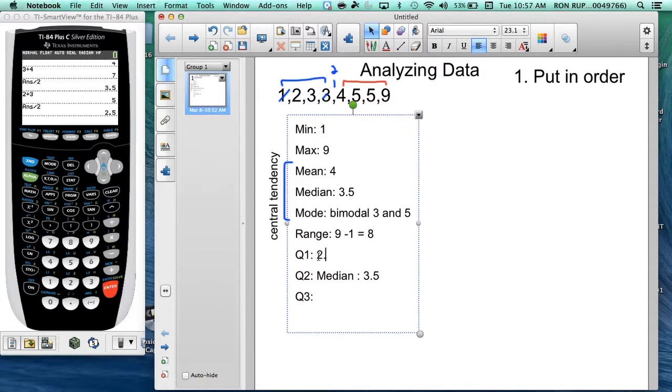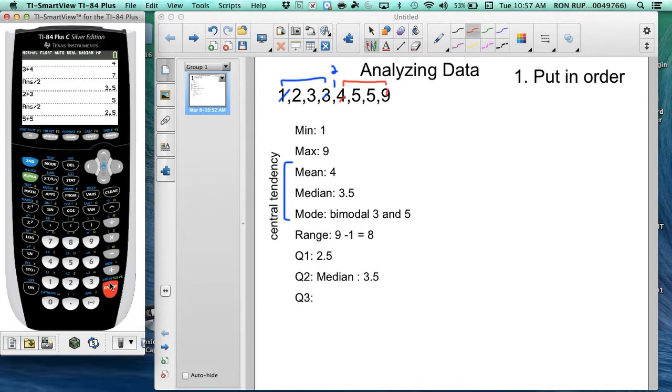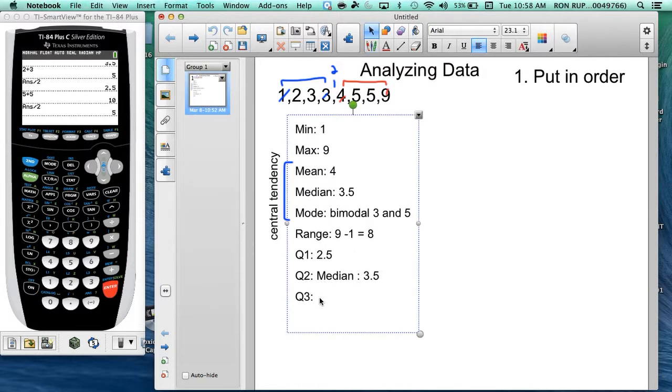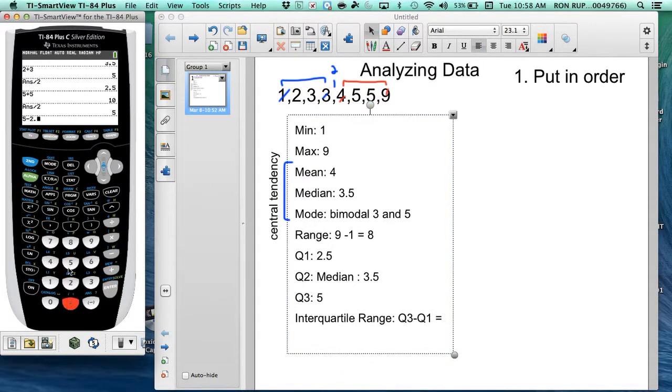is 2.5. And over here in the red, there is no number between 5 and 5, and if you did it the math way, 5 plus 5 is 10, and 10 divided by 2 is 5. So my Q3 is 5. And so interquartile range is just going to be Q3 minus Q1, which is 5 minus 2.5.